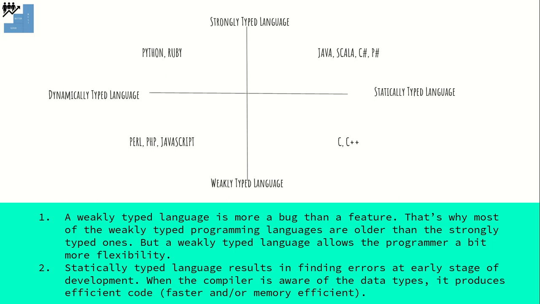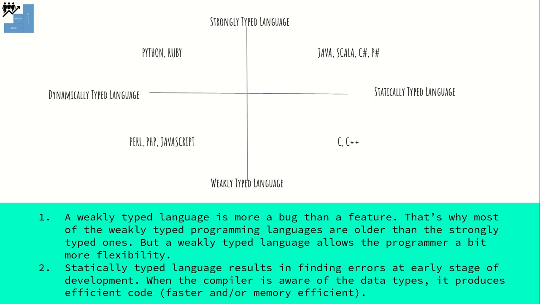A weakly typed language is more of a bug than a feature, and you can observe that most of the weakly typed programming languages are older than the strongly typed ones. But a weakly typed language can be seen as a flexibility to the programmer, where he can just quickly convert a float data type to an integer data type and so on, or 32-bit data to 16-bit data when required.